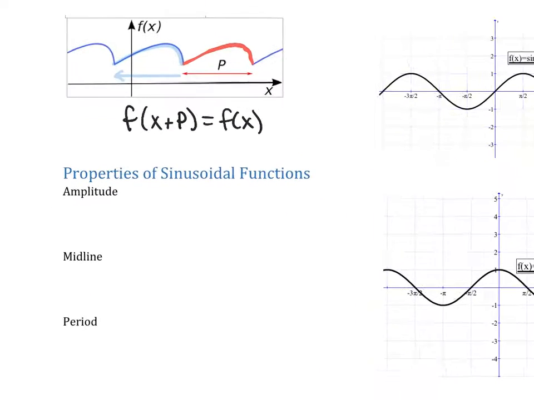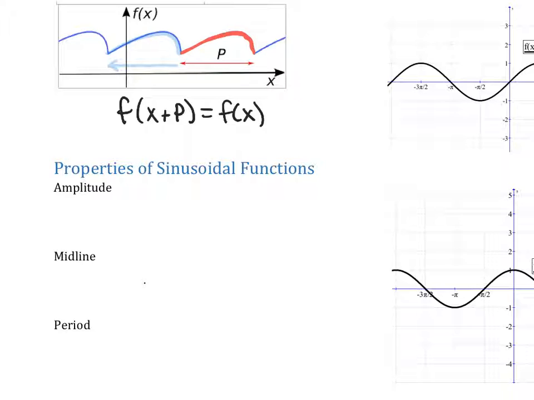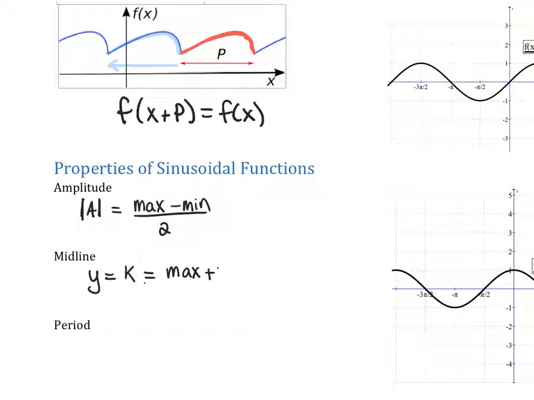We saw a little bit of this vocabulary already, but the amplitude is just the distance from the midline to the maximum or the minimum, and there is a shortcut formula for it. First of all, we call the amplitude absolute value of A, and we'll see later why we need absolute value. It is going to be the maximum value minus the minimum value divided by 2. So you find the distance between the maximum and the minimum and halve it, and that will give you the amplitude. The midline we will call y = k. It's a horizontal line, and this is the average of the maximum and the minimum, so it's the maximum plus the minimum divided by 2.